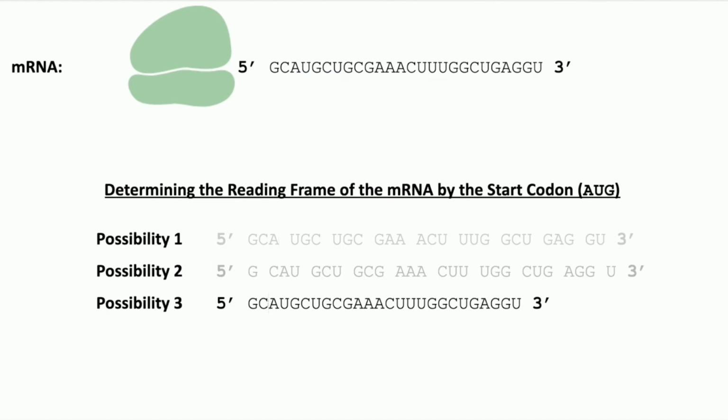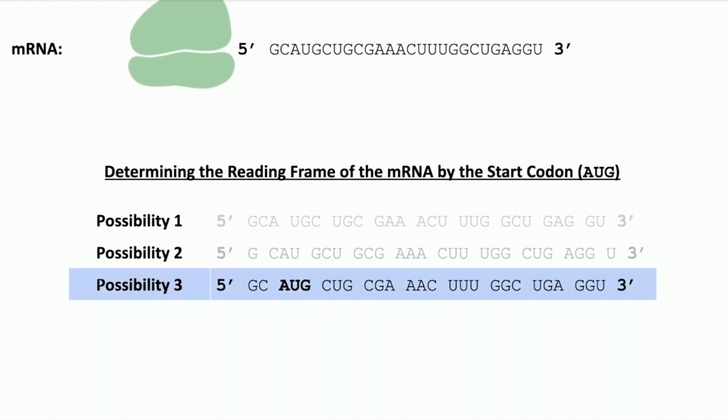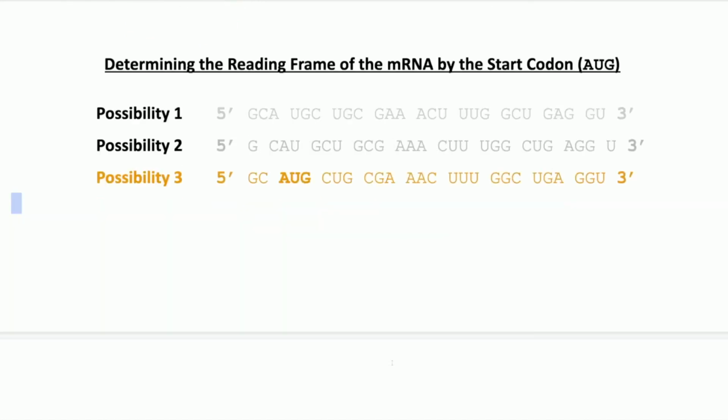And lastly, we'll do 2 letters at a time. 2 letters at the beginning. And let's space this out. And we see, great, possibility 3 begins the message at the 5' end with an AUG. And so we know that possibility 3 is what we can use to translate this message into amino acids.